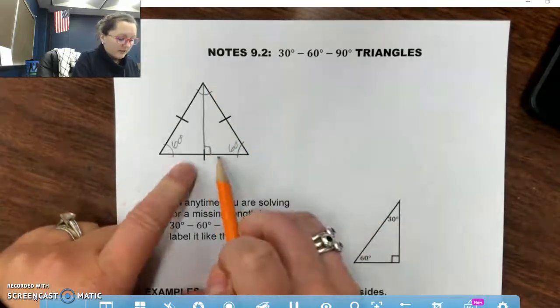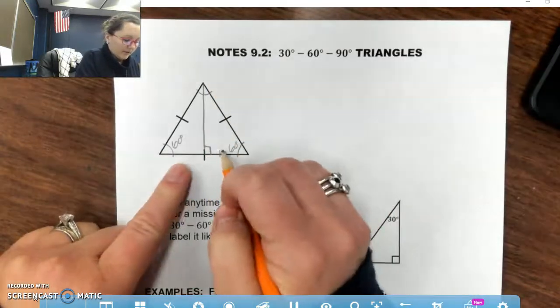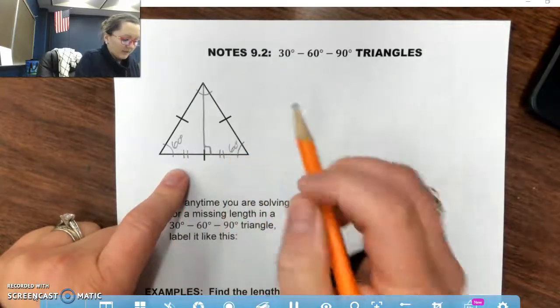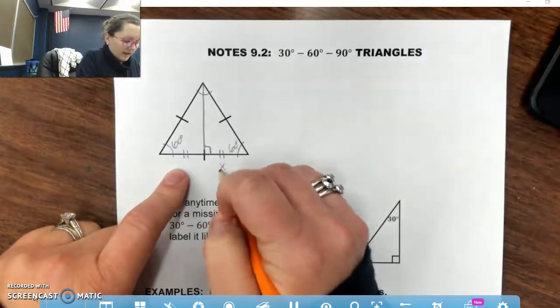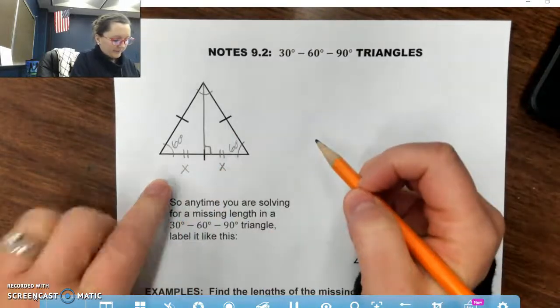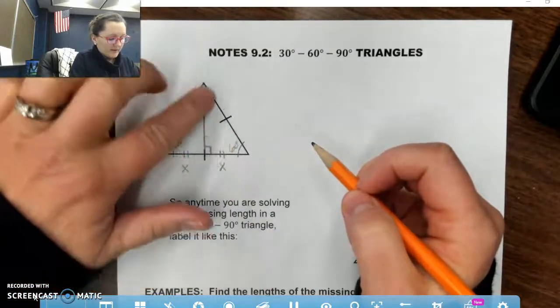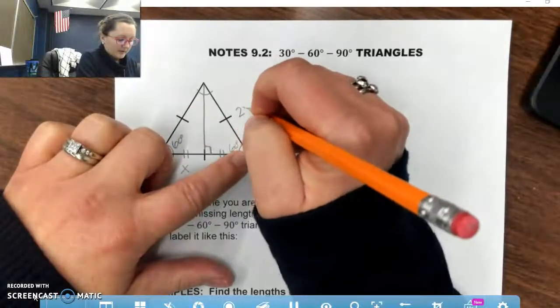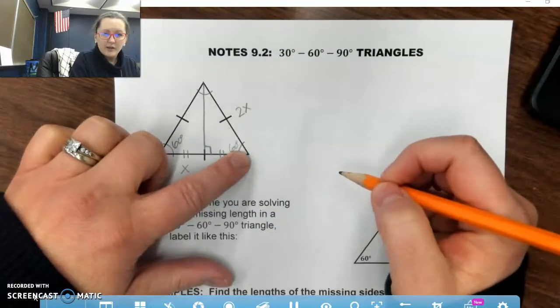So what did I do with my side here? I cut it in half, right? So these are cut in half. I bisected it, okay? So I'm going to call this X, and this is called X. Well, if this is called X and this is called X, I know that this side is both of those X's put together. So I'm going to call it 2X.